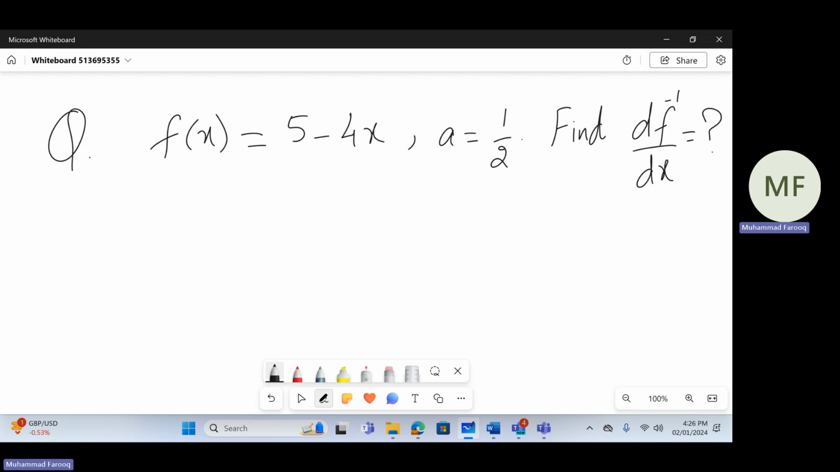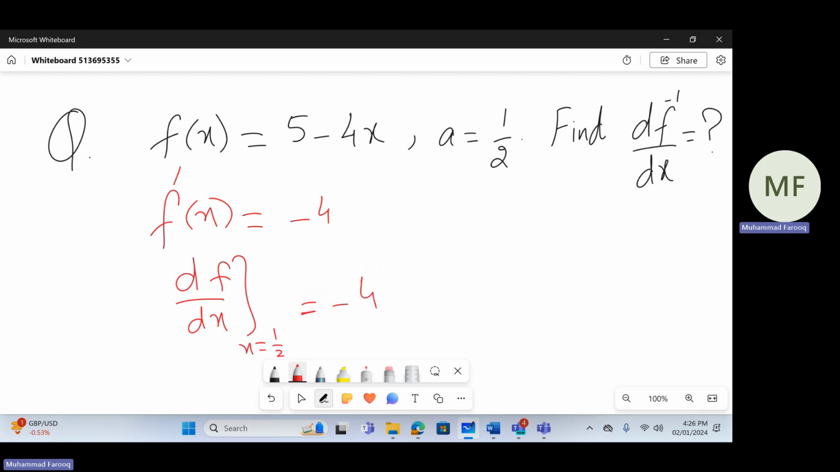So what do you do? Just take the derivative of the function, f prime. What's the answer? Negative 4. Substitute a, so there is no x. So the function derivative at x equal to a, which is basically half, is negative 4.